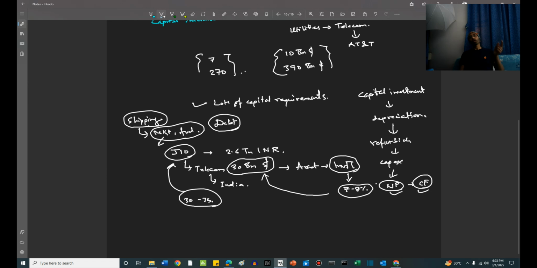But here we can also take shipping as an example of a capital intensive business, because to make a ship, to get it ready and to maintain it, to refurbish it, it takes a lot of capital. It is a capital intensive business. If you go into the merchant aspect of shipping, it is very cyclical. If you go into the defense aspect of shipping, it is even more cyclical, right?